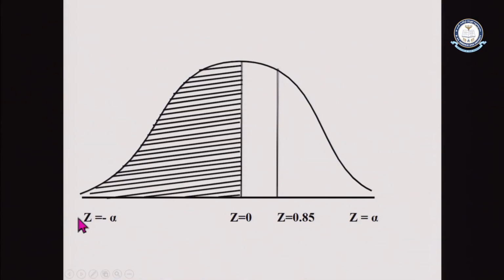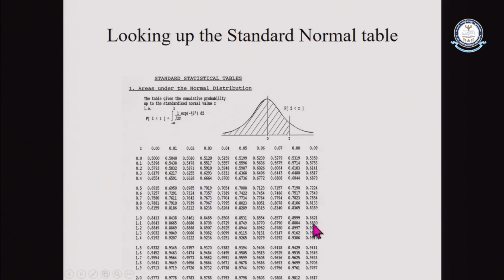Now it looks like which curve here? A bell shaped curve. Z takes values from minus infinity to plus infinity, with Z equal to 0 at the center. My Z value falls on this side. My Z value is equal to 0.85.